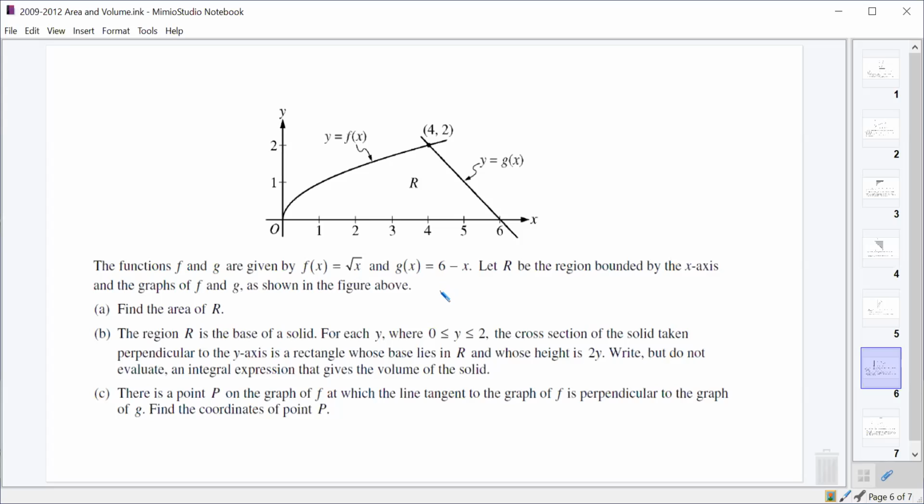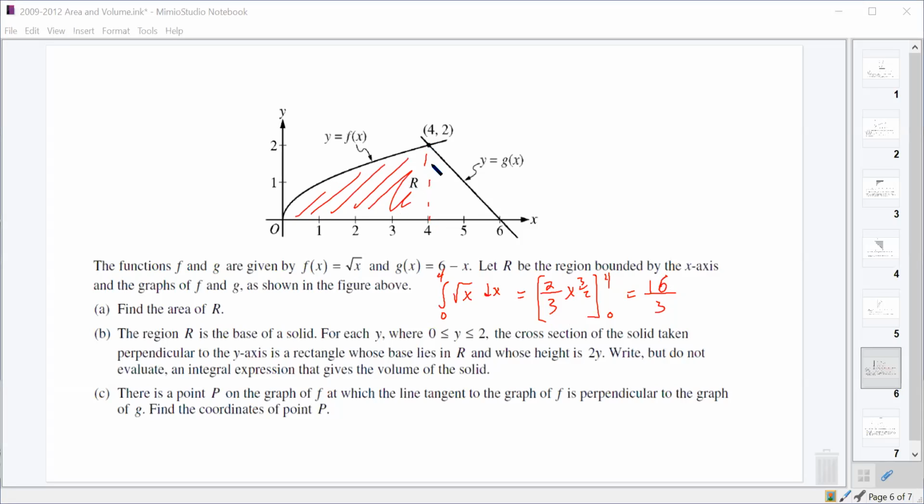So if we do it in terms of x, it should be the integral from 0 to 4 of root x dx, which should be 2/3 x to the 3/2 from 0 to 4. And what does that give us? 4 to the 3/2 should be 8, right? Square root of 4 is 2, cubed is 8, times the 2/3 is 16/3. And then that'd be this section, right?